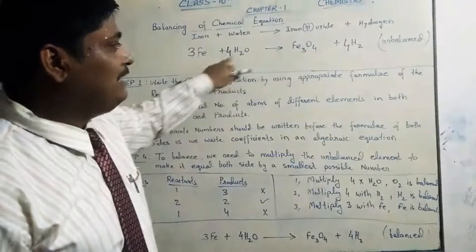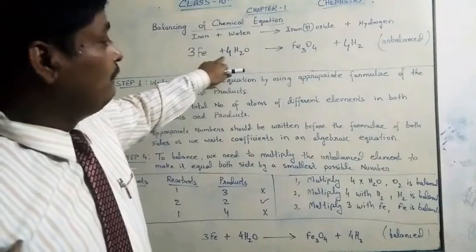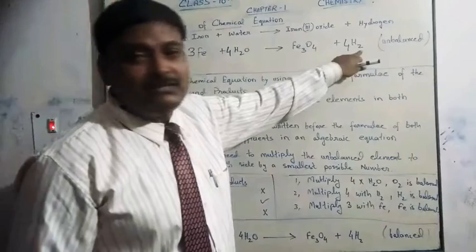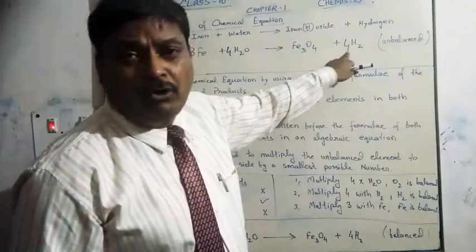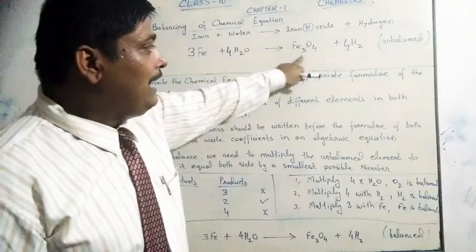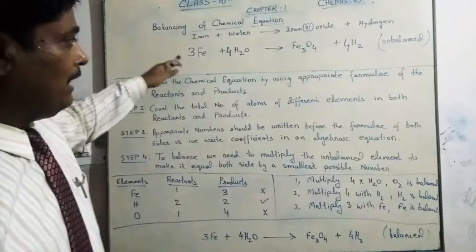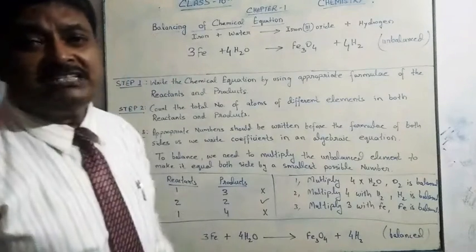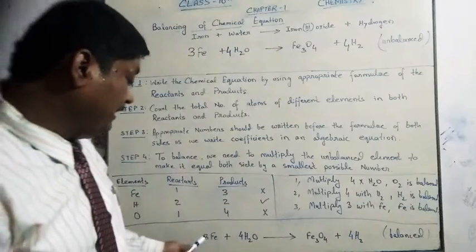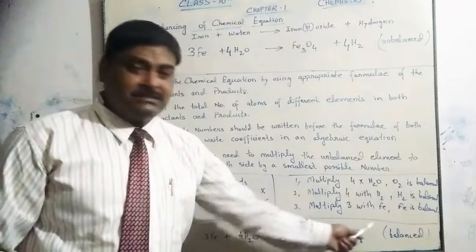Now the number of oxygen is balanced on both the sides, but when we put 4 in front of water, the number of hydrogen atoms is increased to 8. So we need to balance hydrogen also. So we put 4 over here, and 4 twos are 8. Now the only thing remaining is iron. Iron is 3 in the product, so we need to balance it. We put 3 over here itself. Now you can see the number of elements on both the sides is equal. So the balanced form of this chemical equation will be 3Fe plus 4H2O forms Fe3O4 plus 4H2.